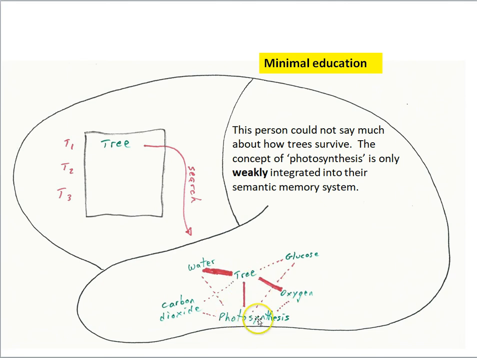But maybe they've heard of photosynthesis. But notice the links with photosynthesis to other items like carbon dioxide, water, glucose, and oxygen, these are weak links. So they wouldn't be able to tell us what photosynthesis is. So you see, the concept of photosynthesis is only weakly integrated into their semantic memory system. They can tell us a little bit about how trees survive. They need water, and they happen to release oxygen, and they think they do photosynthesis, whatever that is, but they wouldn't be able to tell us any more.